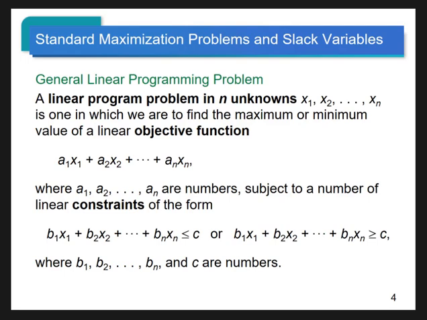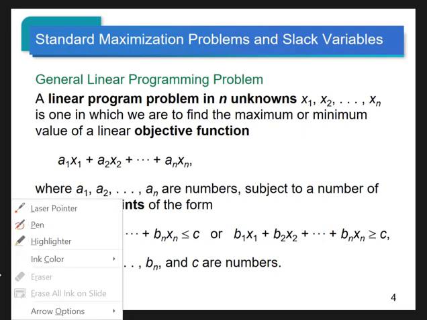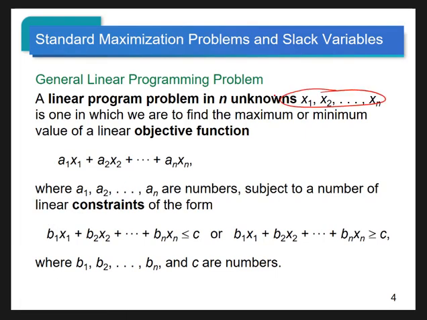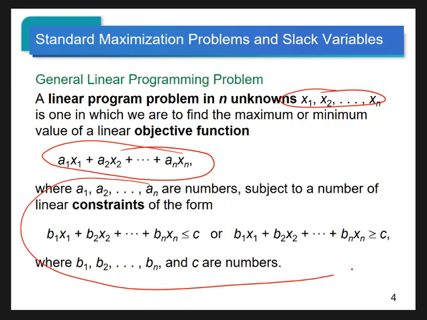First of all, we have our general linear programming problem where we have the variables x1, x2, x3, up to xn, and we have an objective function that involves those variables that we want to maximize the value of. And then we have constraints that are also in terms of those variables, where you have B1, B2, and so on. Those are just numbers that are the coefficients of those variables.